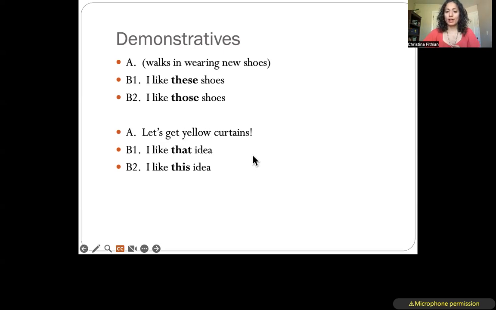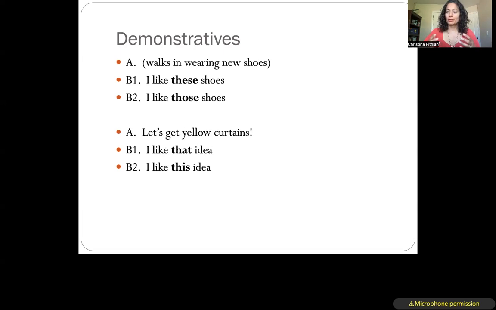Now, the same thing happens with let's get yellow curtains. Would you say, I like that idea, or I like this idea? Once again, most of you are probably going to say number one: I like that idea, not this idea. Because if I said this idea, it would make it sound like person B was the one that had the idea, not person A. So in this case, person A was the one who came up with the idea, so they are metaphorically in control of that idea, and person B has to use that and not this.